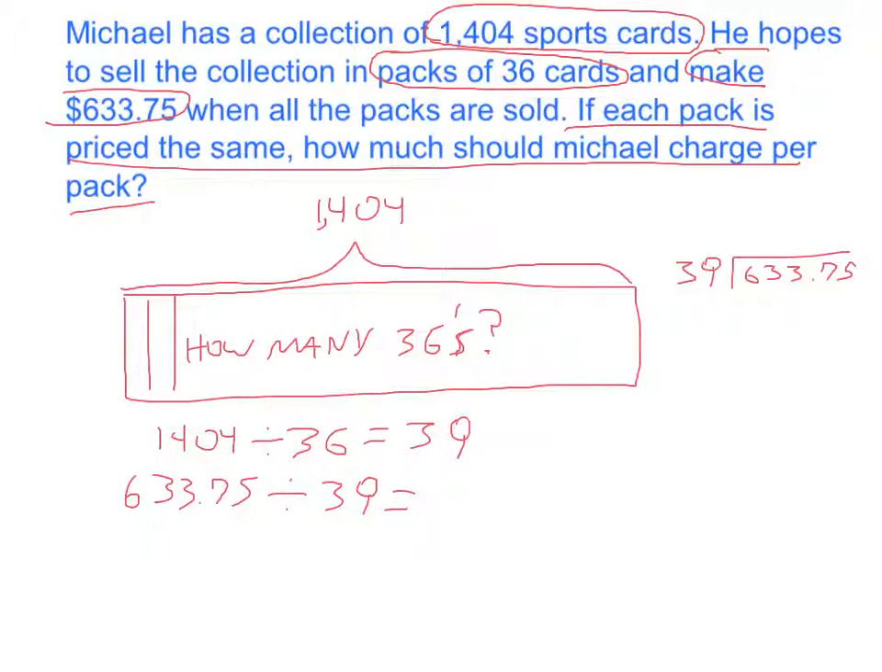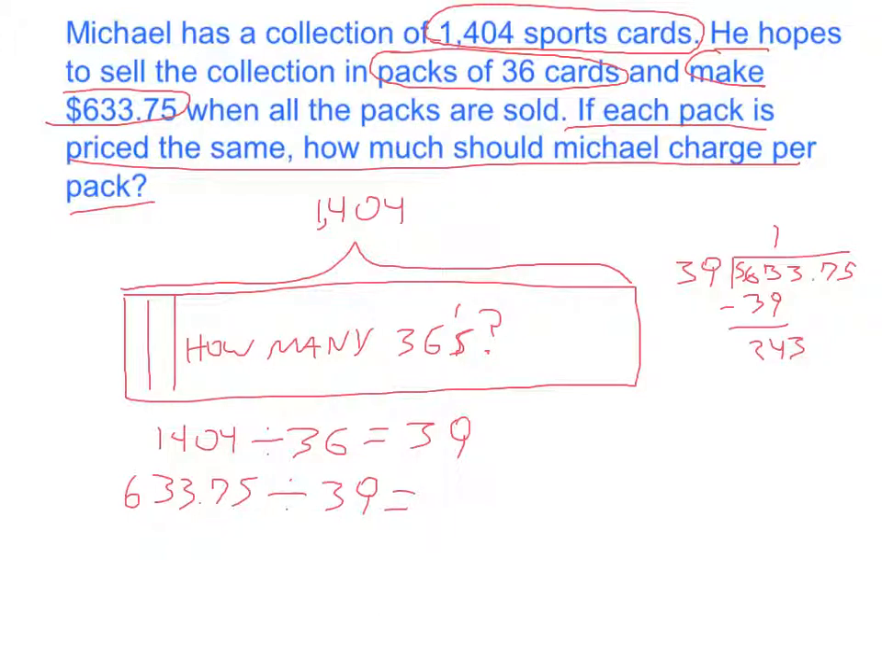So 39 will not go into 6, but it will go into 63. It will go in exactly one time because 39 is really close to 40. Two groups of 40 is 80, which is way too big. So let's take away 39 from 63. This is going to be 5. This is going to be 13. 4, 2. So we have 24. Will 39 go into 24? No, it will not, but it will go into 243.